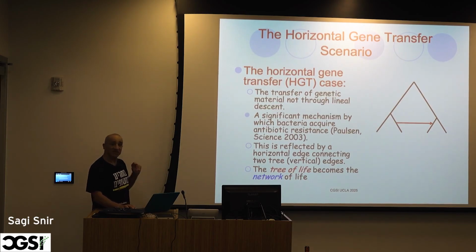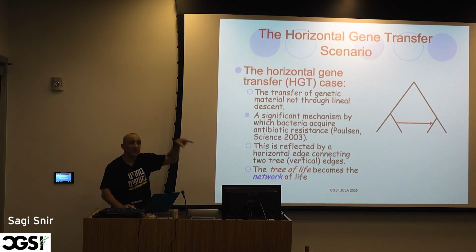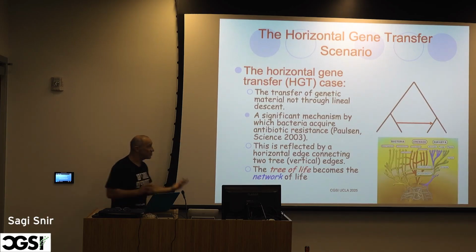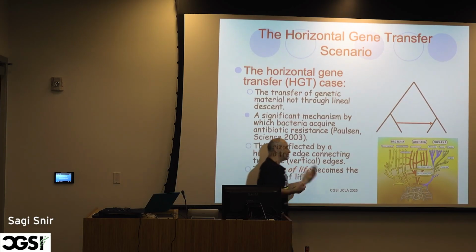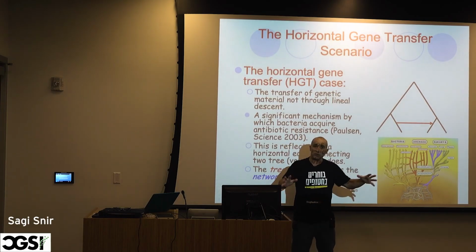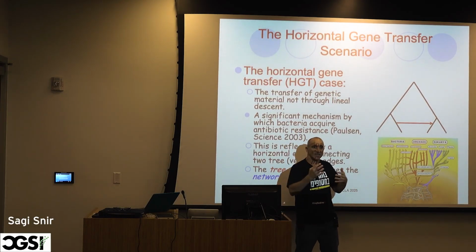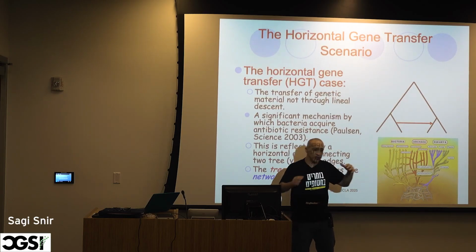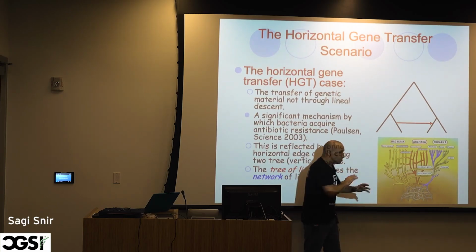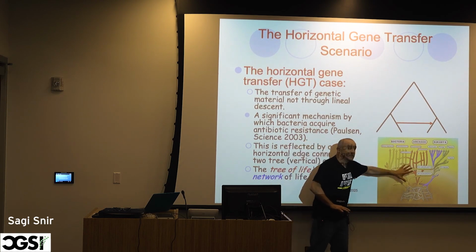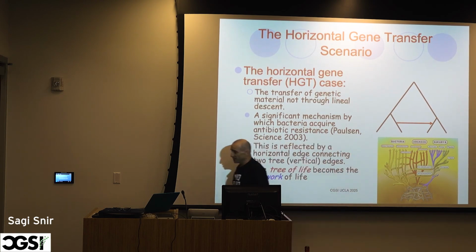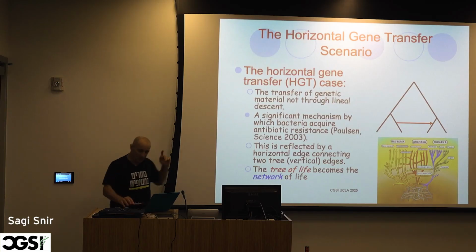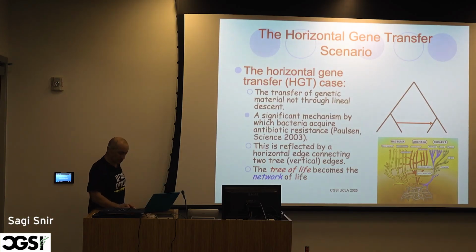The tree of life now, but this is for that specific gene. So the tree of life is now a network of life. Some genes follow vertically, some genes follow horizontally, vertically here, horizontally here. Entire spaghetti, like they said. So it's spaghetti of life. There is also this term.